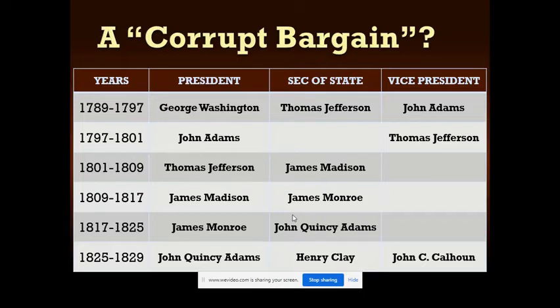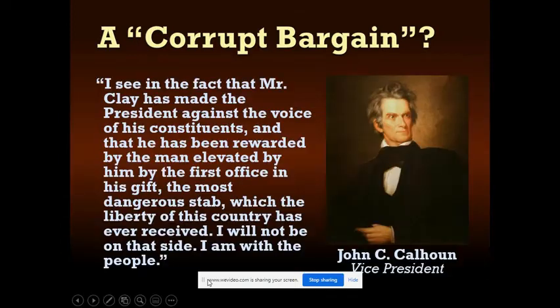Well, if we look at the trends, you can see it right here. Thomas Jefferson, president, his Secretary of State, James Madison. Next president, James Madison. His Secretary of State was James Monroe. Next president, James Monroe. His Secretary of State was John Quincy. John Quincy, president, Henry Clay. So in 4 to 8 years, Clay thinks to himself, I could become that next president. And so that's why he made the deal.